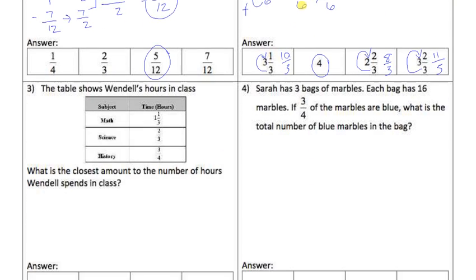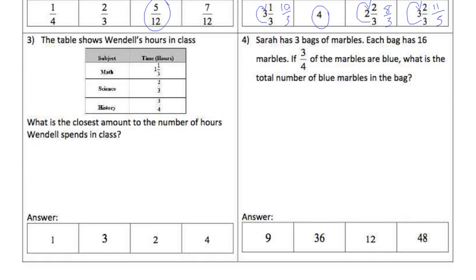If we look down at number 3 and number 4, I want you to try number 3 on your own. The table shows Wendell's hours in class. What is the closest amount to the number of hours Wendell spends in class? So go ahead, try number 3 on your own.